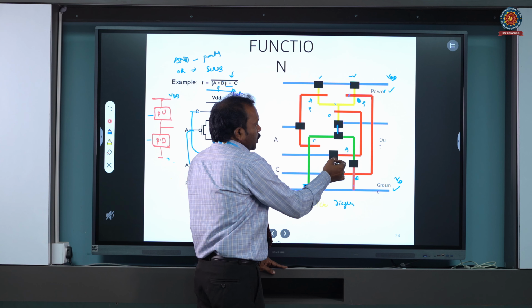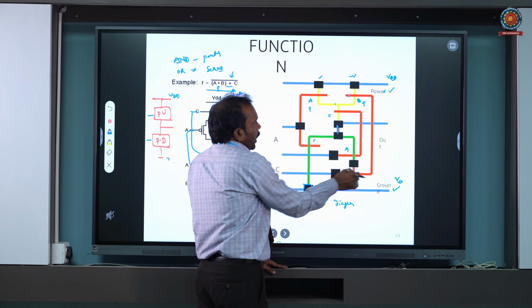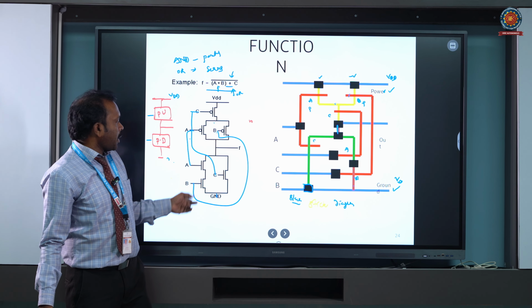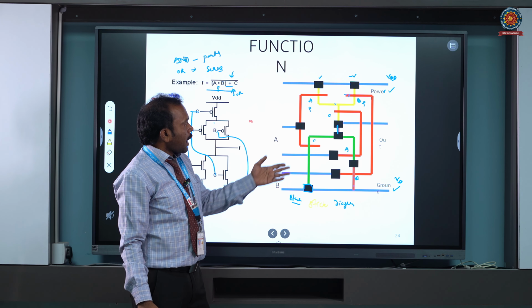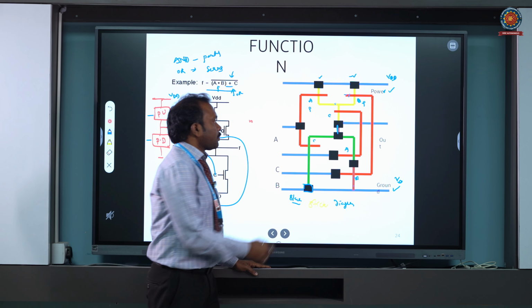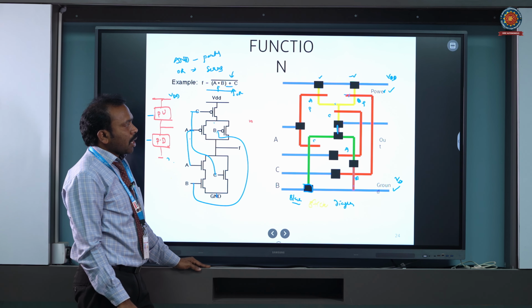Now the red, so A, B are common. Now this is A and B, the common input is A, and B is common to B and B. These two are shorted with a red color. This is a B input, and the C here directly we are giving. This is a C input. So likewise, we can make contacts.